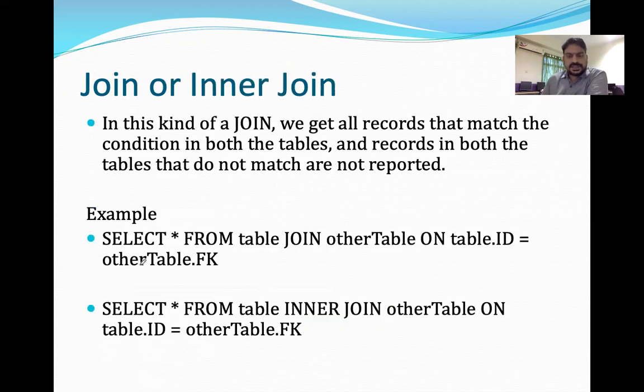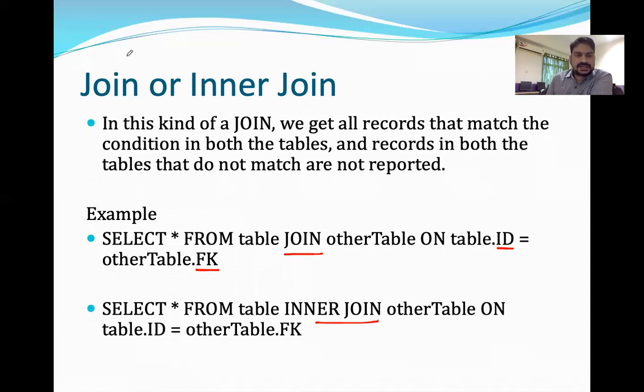If you see this example, select asterisk from table join other table on table ID equal to other table foreign key. What it is saying is that this foreign key and this ID are the two attributes based on which we are joining. So that is join. Either I can write simple join or I can write inner join with some condition.